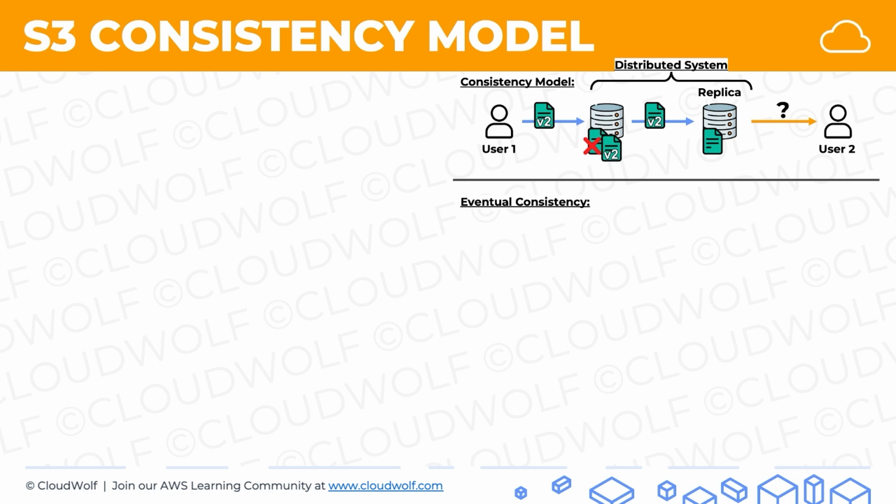The first approach is eventual consistency. And in this case, the user will get a lightning fast response, but they possibly will get stale data. So in this case, they'll get the version 1 of the file. There will be no delay. The system won't wait for the updated file to come across. And in some cases, this can be useful.